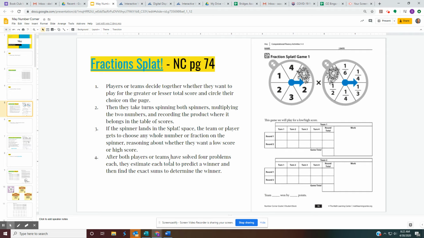Now, after both players or teams have solved 4 turns each, so you get 4 turns and I get 4 turns, predict the winner. So just make an educated guess who's going to win, and then find the exact sums, meaning you add all four turns to get a round total to determine the winner. Play twice and see who wins the final game total.